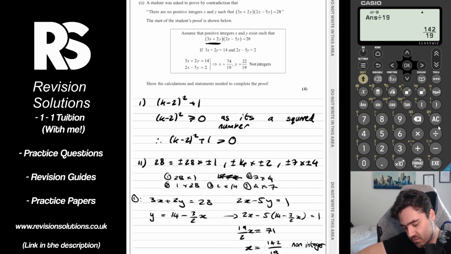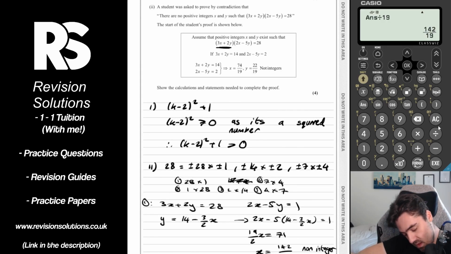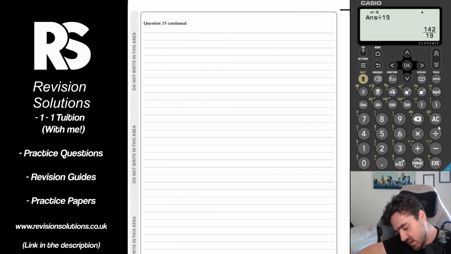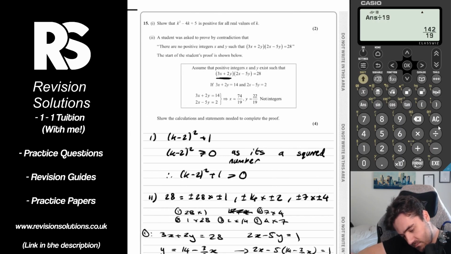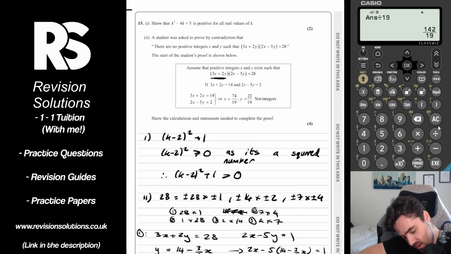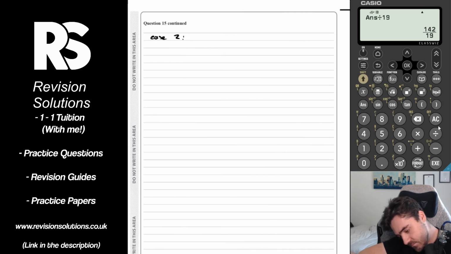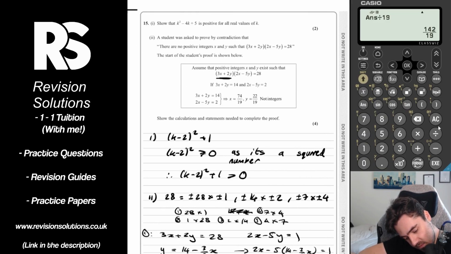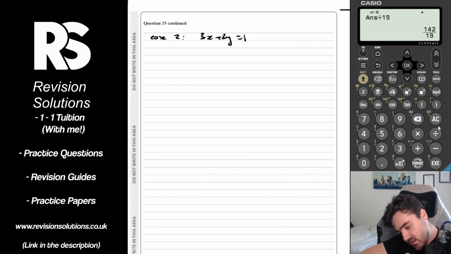We're going to have to follow this through for all the cases now. So let's do case 2, which is 1 times 28. So that is 3x plus 2y equals 1. And the other one is 2x minus 5y equals 28.